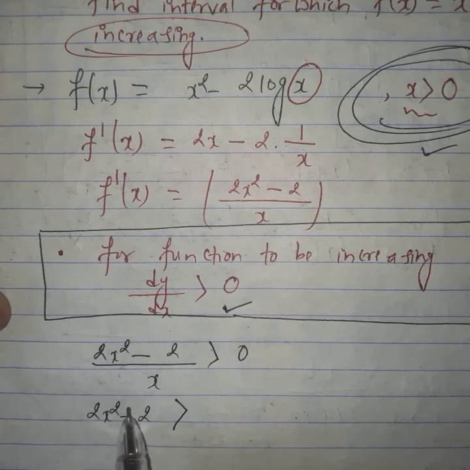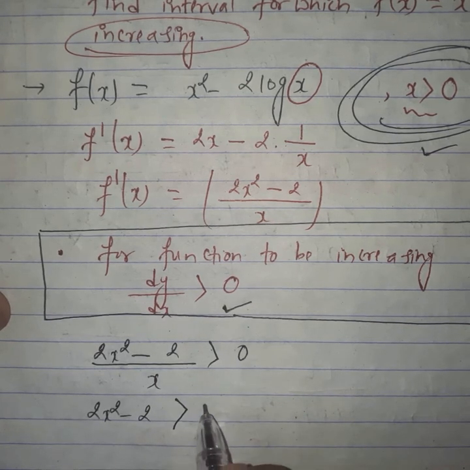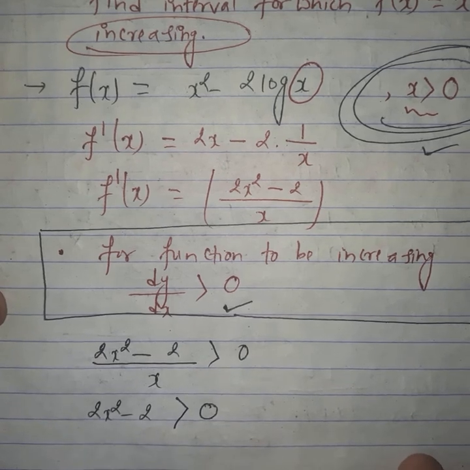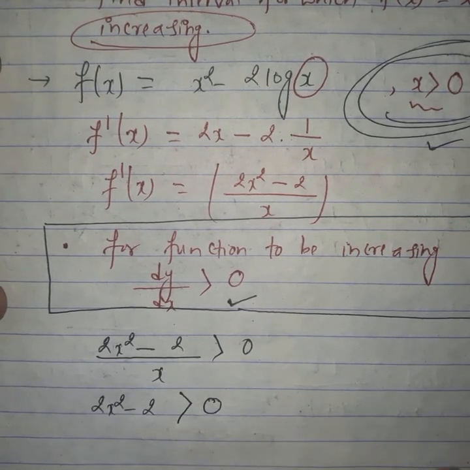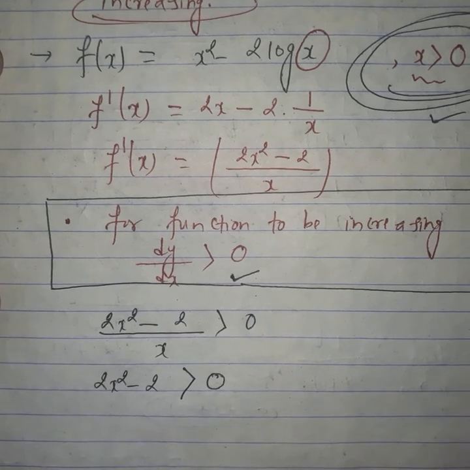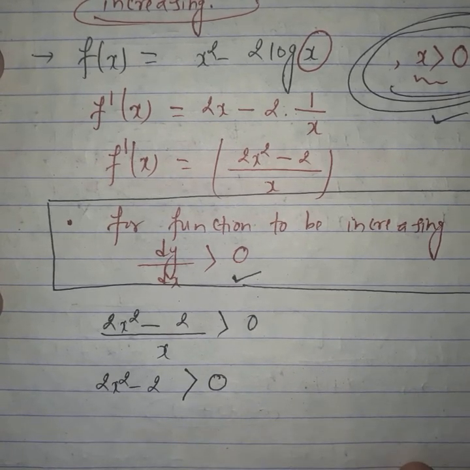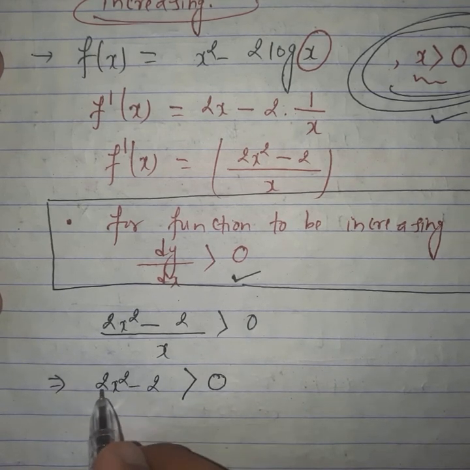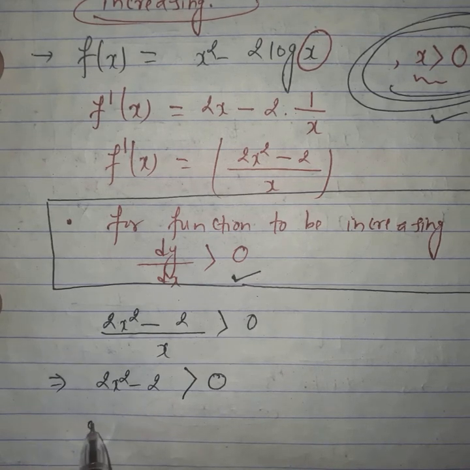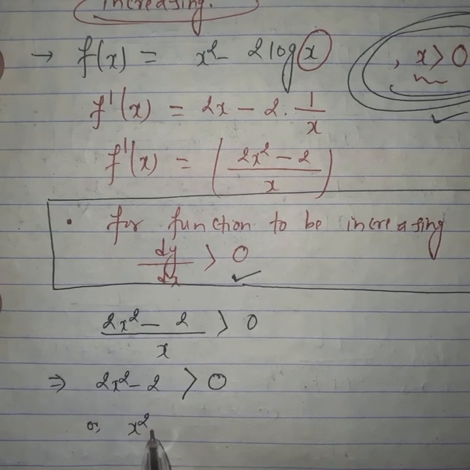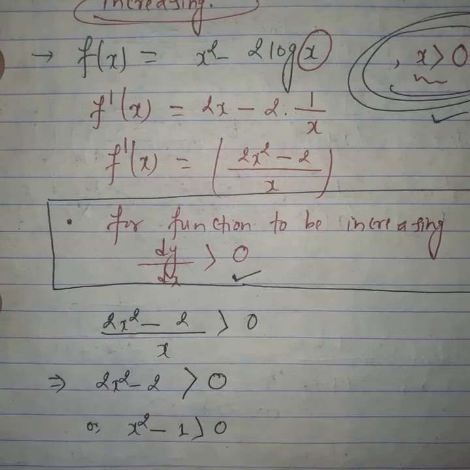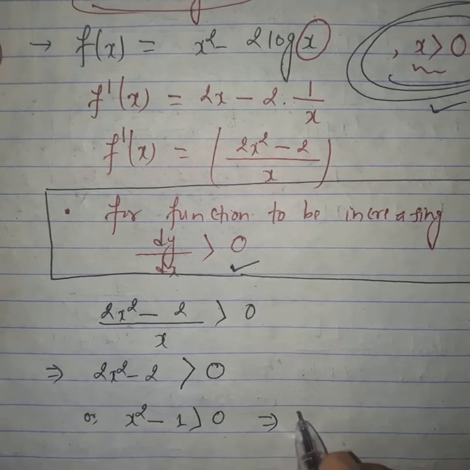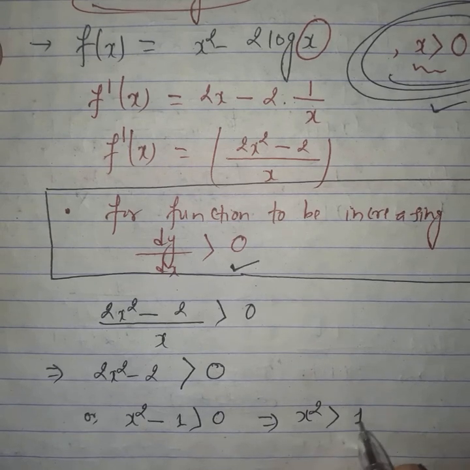The left hand side will be 2x square minus 2, and the right hand side will be just 0 times x, which gives 0. Here we just multiplied both sides of this inequality by a positive number x, so the sign of the inequality remains the same. Let's take the 2 as common and divide both sides by 2. Now our expression will be x square minus 1 greater than 0, and this can be further simplified as x square is greater than 1.